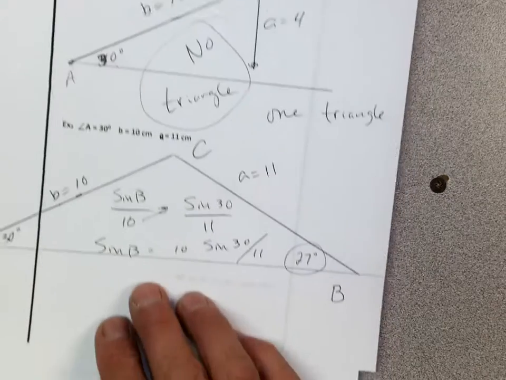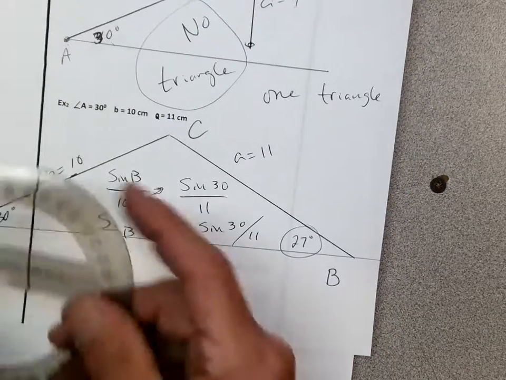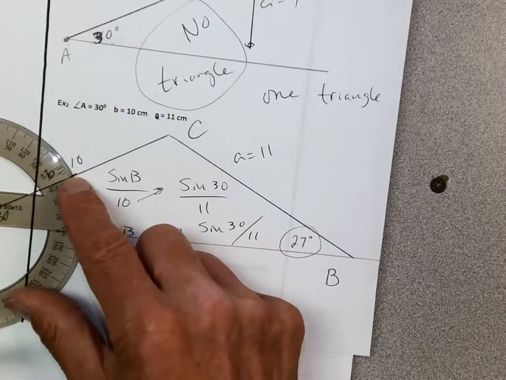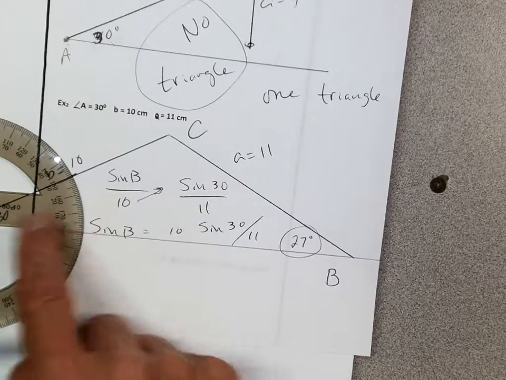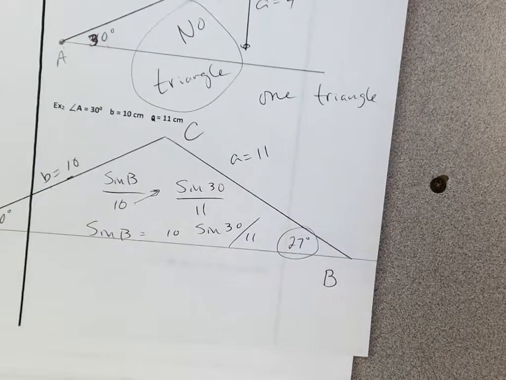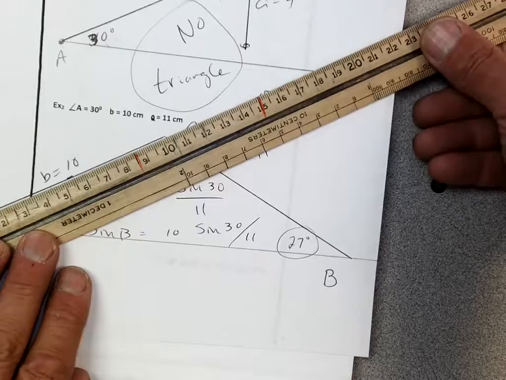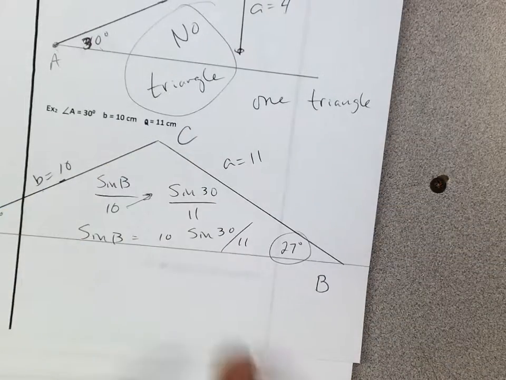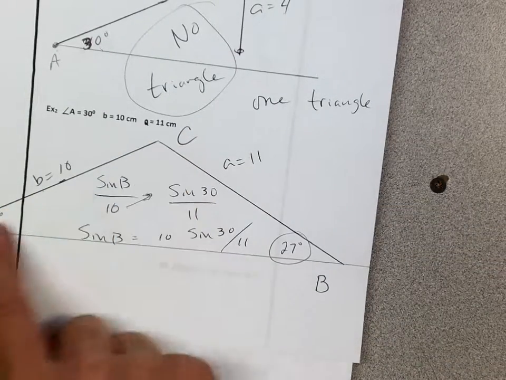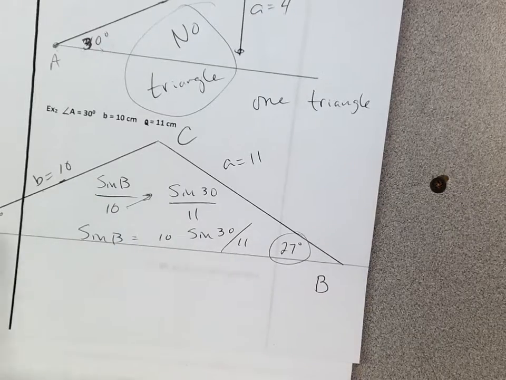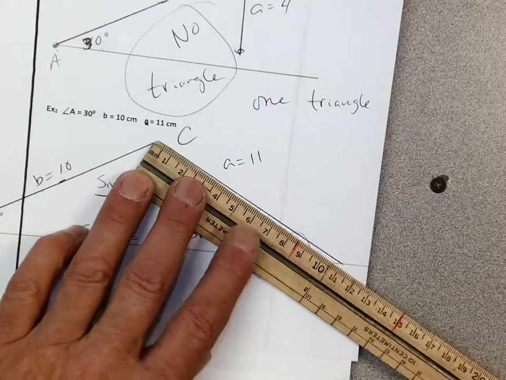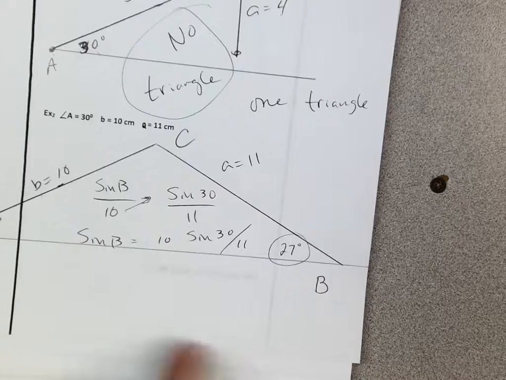Example 2, though, if we draw things to scale, do my 30-degree angle, there it is, my 30-degree angle, right? And here's B, I use my ruler and do that 10, there's my 10. And then when I want little a of 11, little a is opposite of angle A, so it stretches way out here to 11. And so this triangle does exist. So, okay, let's find out what we can find.